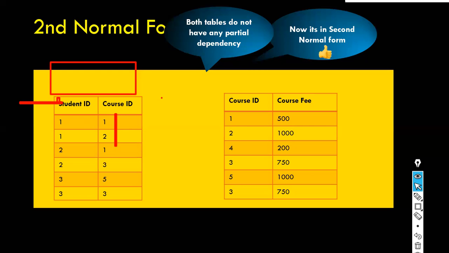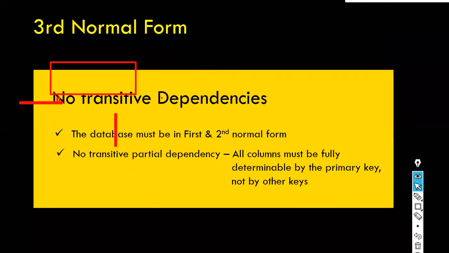For a table to be in second normal form, it should be in first normal form. In addition to that, there should not be any partial dependency. Remember this. This is called your second normal form. Next one is the third normal form. There should not be any transitive dependencies.